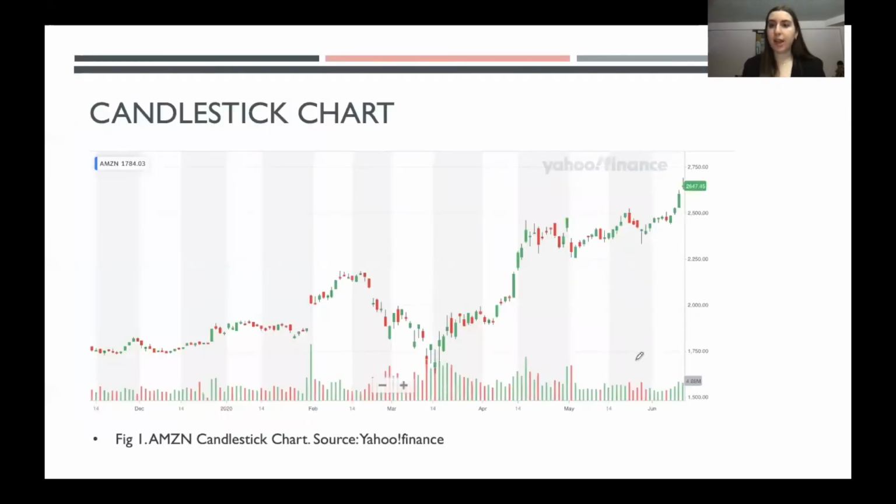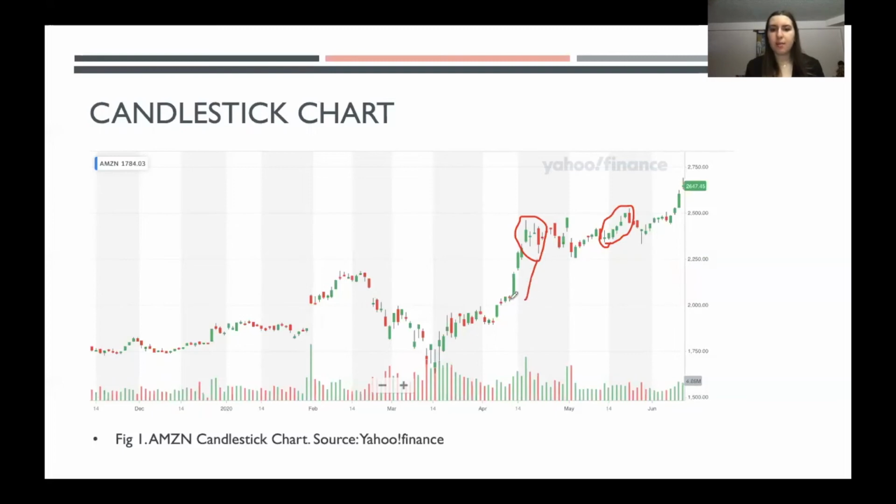So let's take a look at an actual example of a candlestick chart. Here we have a candlestick chart for Amazon. And here we can already look for and identify some different patterns that we may see. For example, here we have what is called a bearish engulfing pattern, as well as here we also see another bearish engulfing pattern. So how do we identify this?